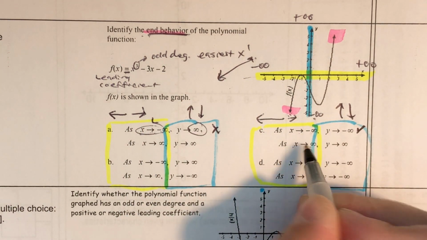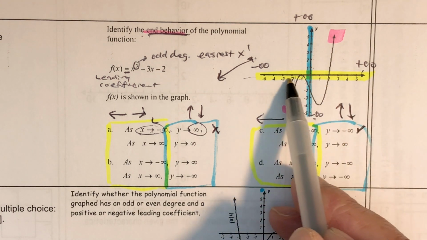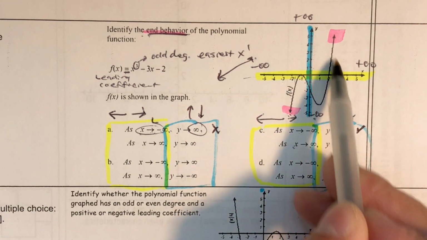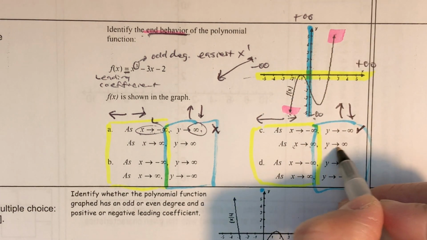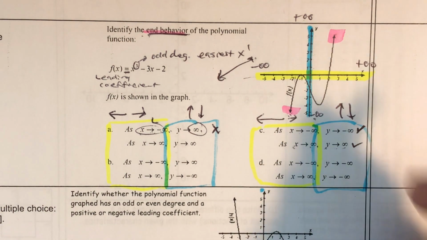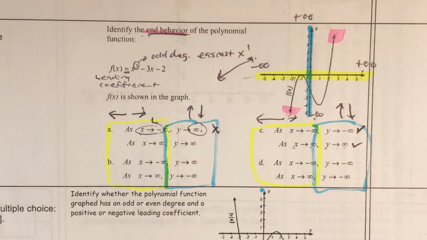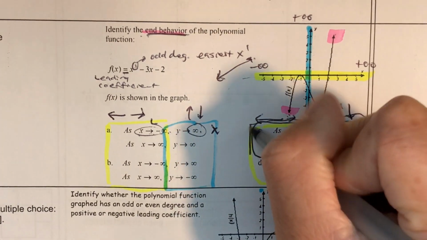As the graph goes towards the right, as the x goes to positive infinity, what's happening on your roller coaster? The roller coaster is going up. Up. Y approaches positive infinity. So your letter choice is going to be C. C is your correct answer.